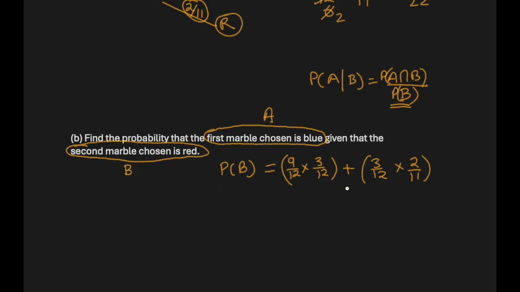Okay, so can we simplify this? All right, 9 and 12 can cancel. 3, 4, 1, 4, that becomes 3 out of 16. Plus, and this will be 6 over 132, so 1 out of 22. Okay, this we found in the previous part also. All right, so let's add this one.